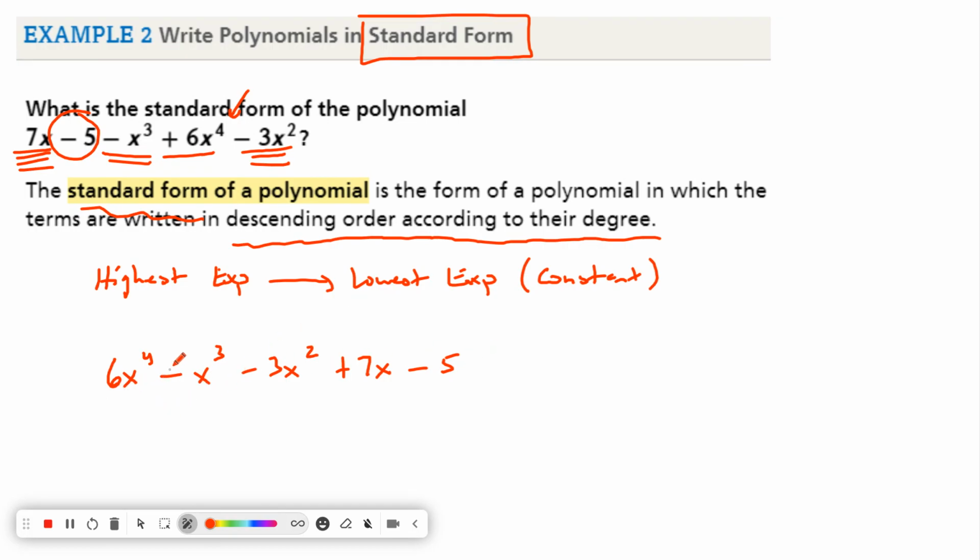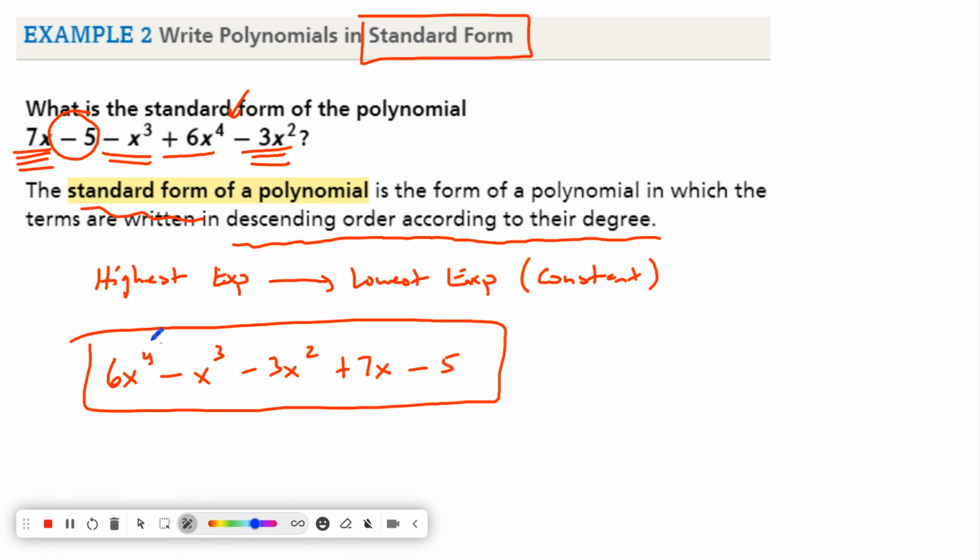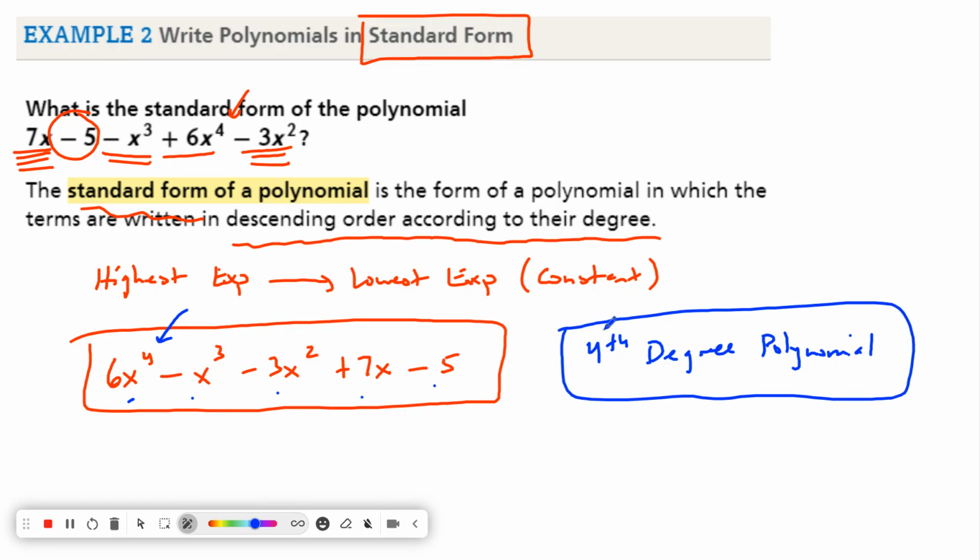Now again, just for extra practice, this would be your answer. If I wanted to name this guy, the highest exponent is 4. So once you get past 3, we just do 4th degree. And this has 1, 2, 3, 4, 5 terms. Once you get past 3, we just call it a polynomial. So this is a 4th degree polynomial. Again, probably more than you need to know, but it's all good.